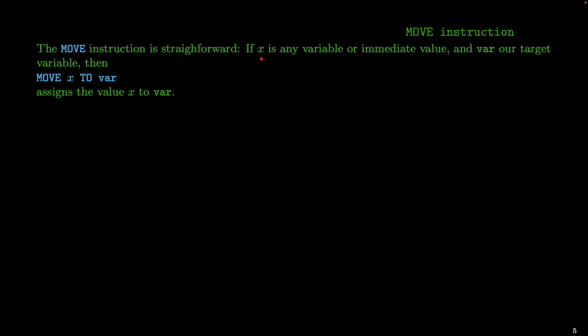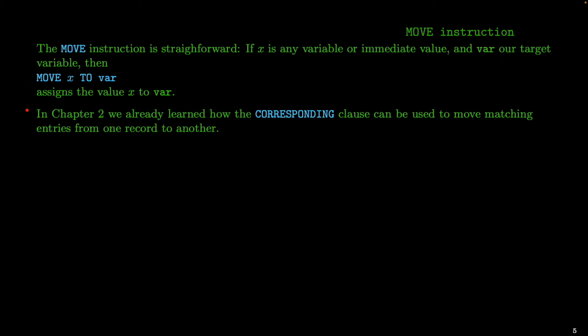Let's begin with the move instruction, which works like this: move x to var, where we assume that x is either a variable or some immediate value, like a constant number or a given string, and we move it into the variable named var. We already learned in chapter 2 how we can use the corresponding clause with the move instruction to move record entries from one record to another if these record entries in the two records have matching names.